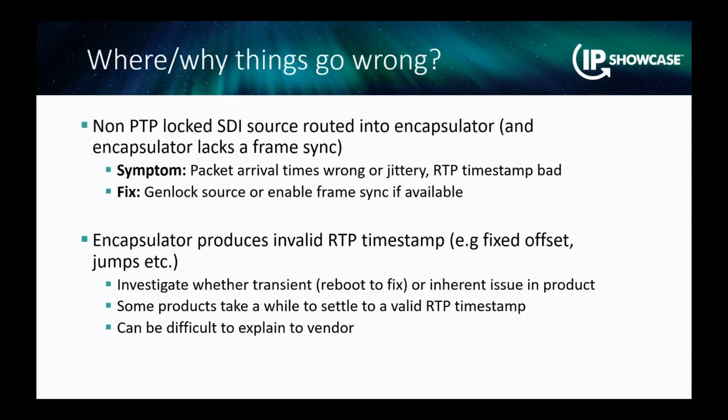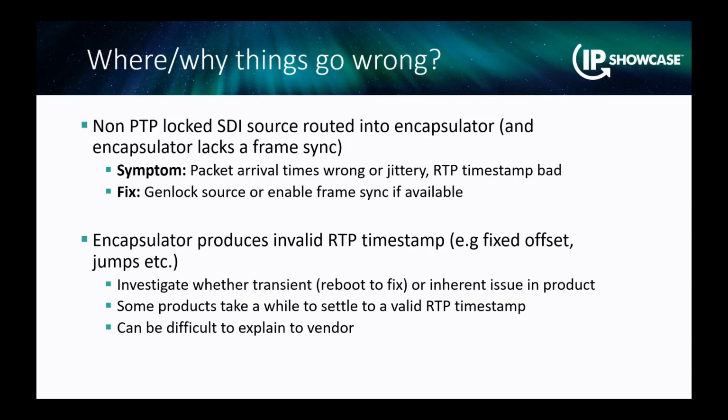So where and why do things go wrong? Probably the most common one operationally is when people route non-PTP locked SDI sources into encapsulators, or if that encapsulator lacks a frame synchronizer, so it can't create new frames or drop frames to be PTP aligned. So you often see packet arrival times wrong or jittery. You see attempts by the encapsulator to try and correct for this. The RTP timestamp is often bad. The fix for this is to genlock your source or enable frame sync if available.